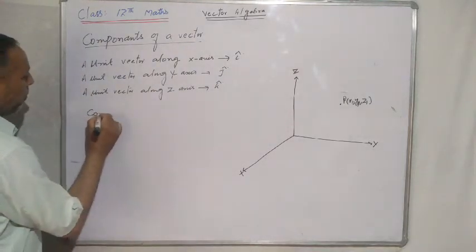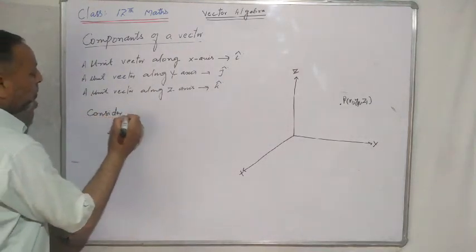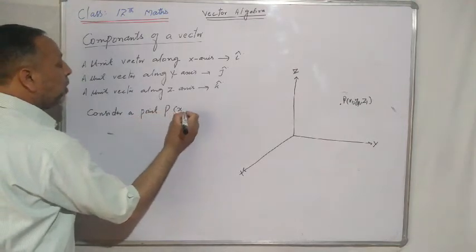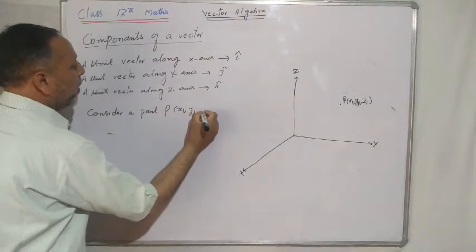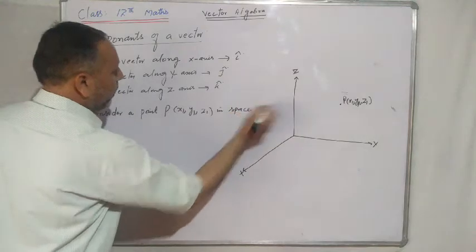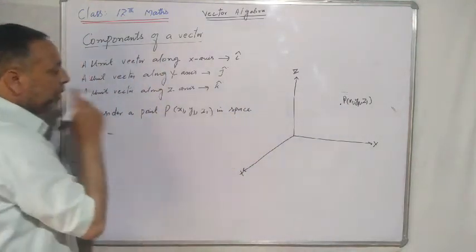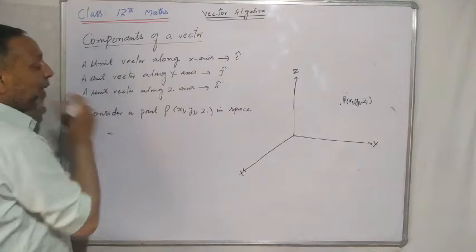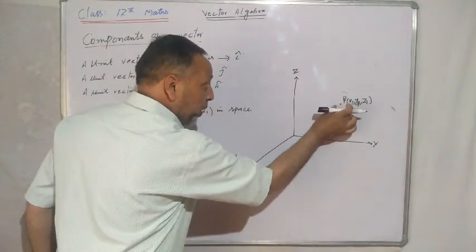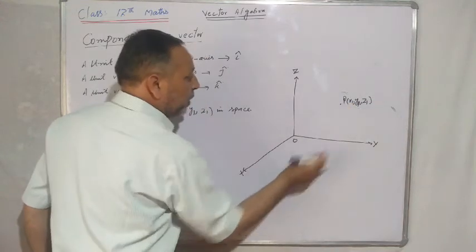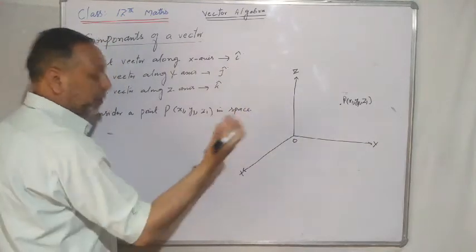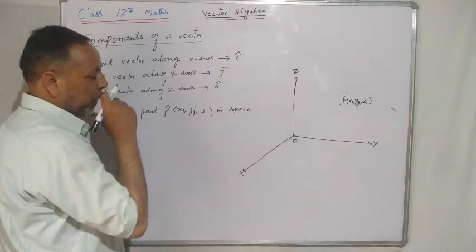Consider a point P, x1, y1, z1 in space. That means in the three-dimensional coordinate system. Now, components of vector, that means if we find the position vector of point P with respect to OX, OY, and OZ, what will be the coordinates of that position vector? That we have to find out.